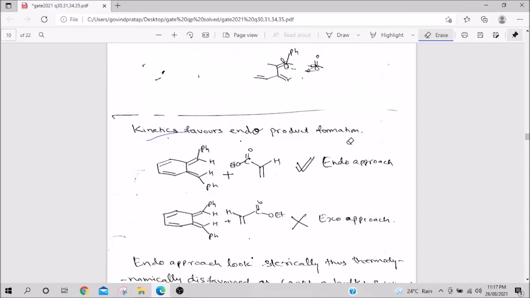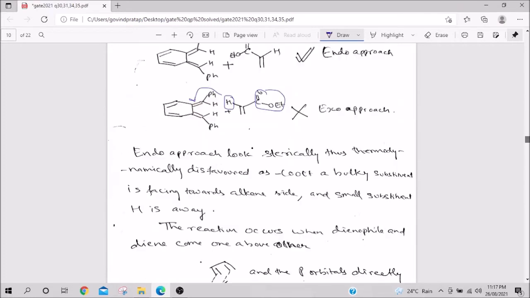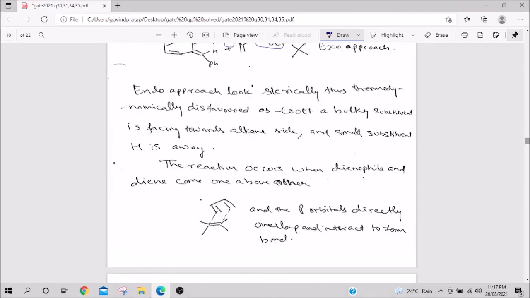And what will be exo approach? Exo approach will be this COOEt is right side, this COOEt is toward the right side. Then what happens? Now only the lighter, this H, which is very small, is interacting with the bulky part. So this looks thermodynamically favorable, but this is not the case. Endo approach is favored. How? We will have to understand.